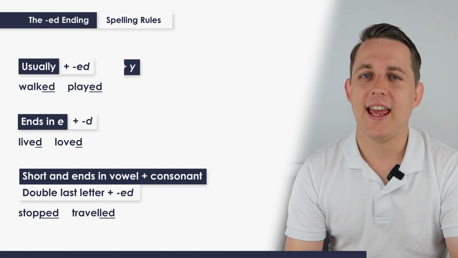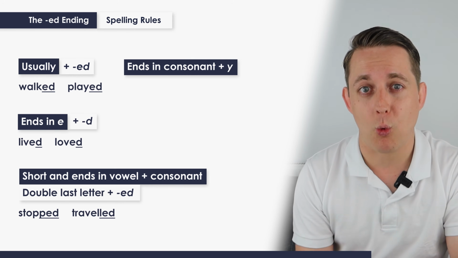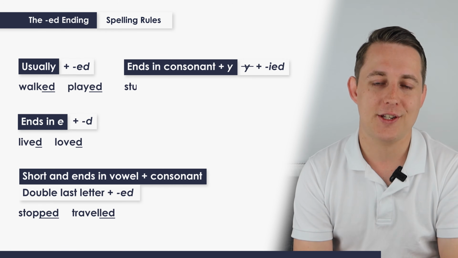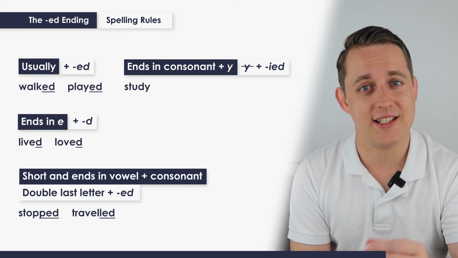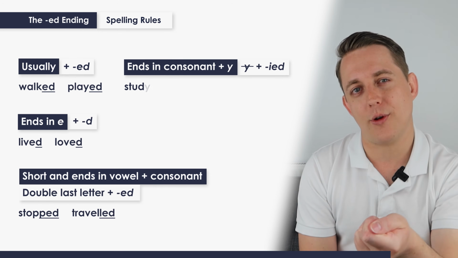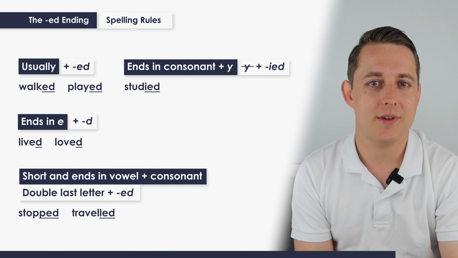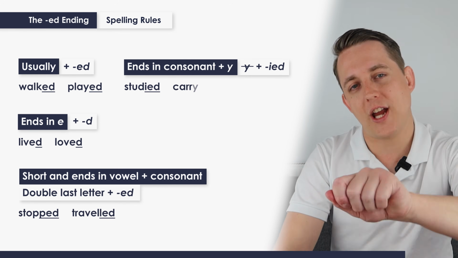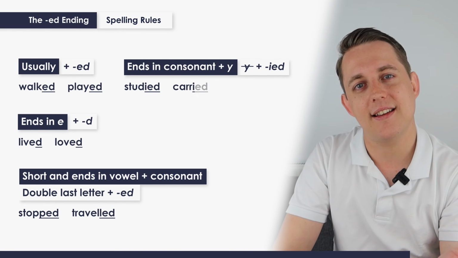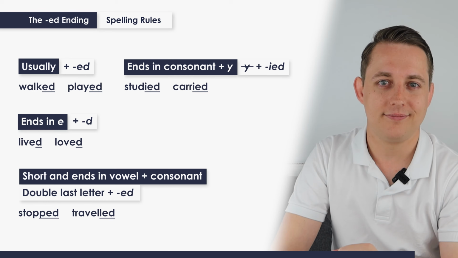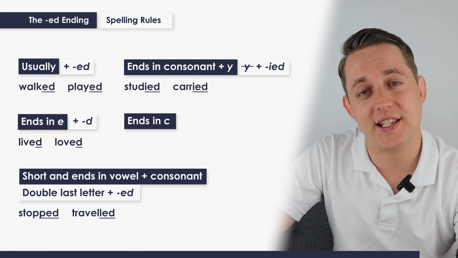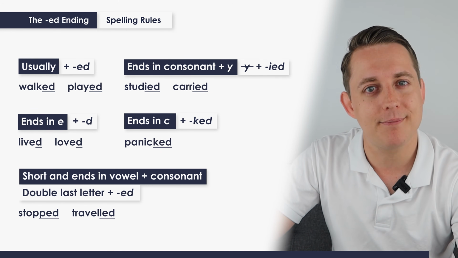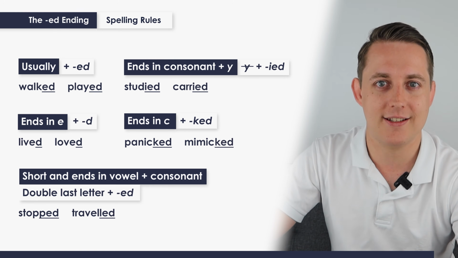Travelled. If your verb ends in a consonant and Y, you need to change the Y to an I and add ed. So study has consonant, which is D, and Y. So change that to an I, then add ed. Studied. Or the same with carry. R is a consonant, so change that Y to an I and add ed. Carried. And lastly, if your verb ends with C, add ked. So panic becomes panicked, mimic becomes mimicked.